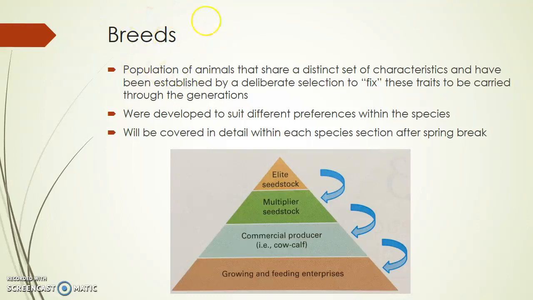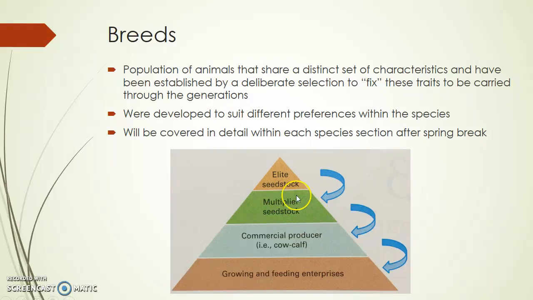You can see down here at the bottom, at the very top you have the elite seed stock, down to the multiplier seed stock, the commercial producer, and then finally the growing and feeding. The elite seed stock are going to be AI type studs. We talked about AI, and we'll talk a little bit about EPDs. These are the semen providers in the different industries. That's going to be these guys up here.